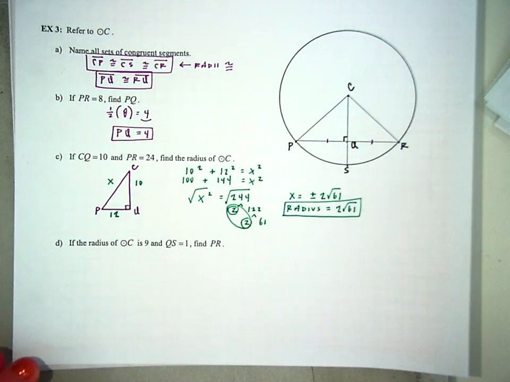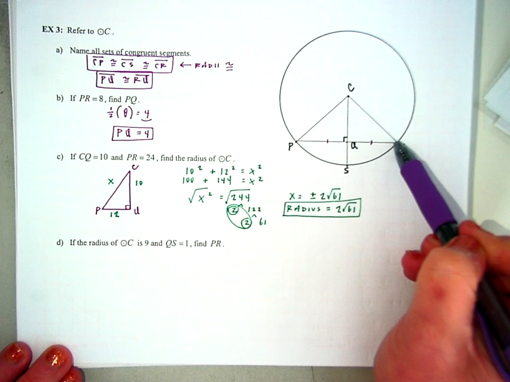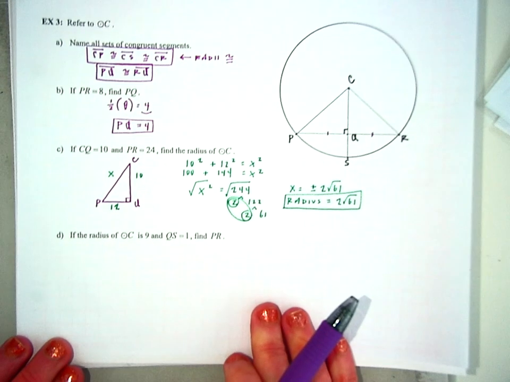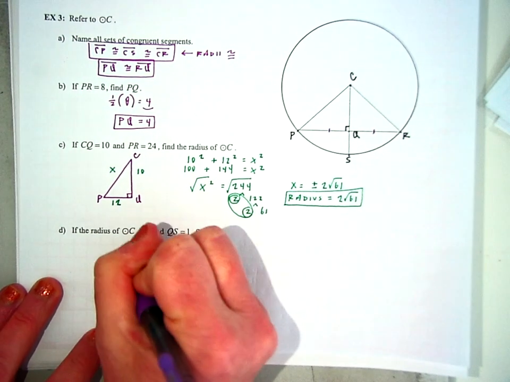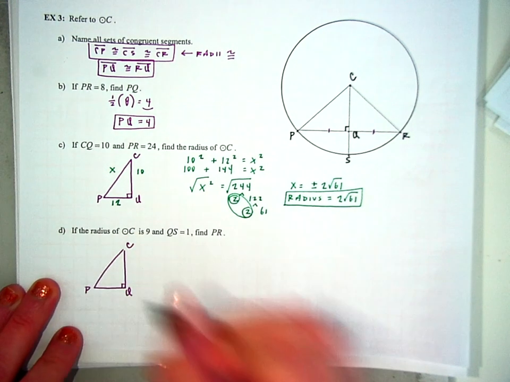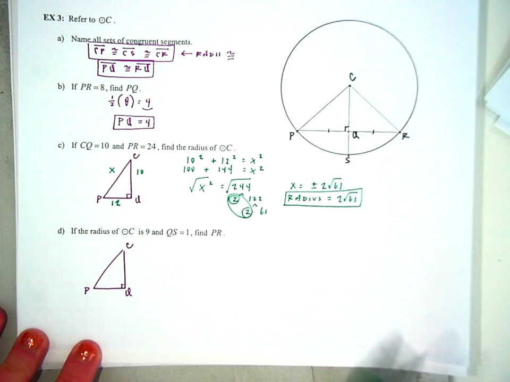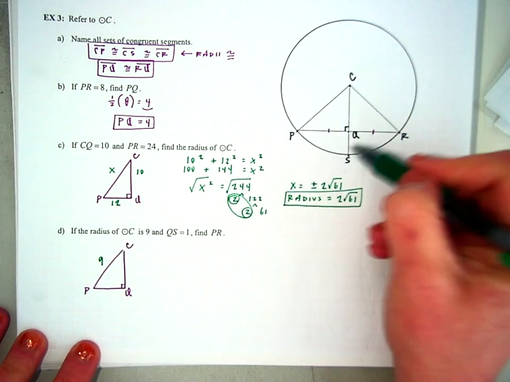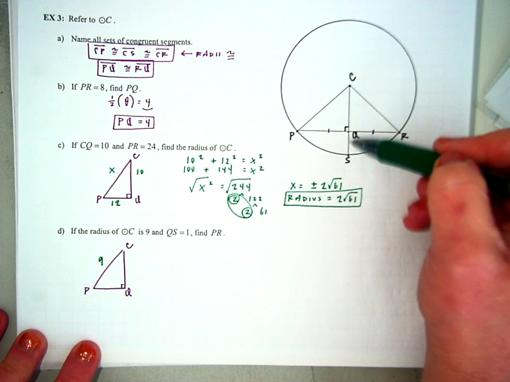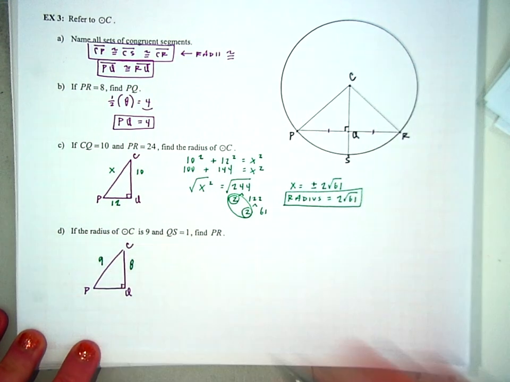All right, lastly, if the radius of circle C is 9, that means this is 9, this is 9, this is 9. And QS, this sliver right here, is 1. Find PR. Let me draw again one of those two right triangles and label that this is the C, this is the P, and this is the Q. I know my radius is 9, so this span right here is 9. We're told that this part right here is 1. Remember that from here to here is a radius, so that's 9. And if that's 1, the difference means that would be 8. So right here, CQ is 8.